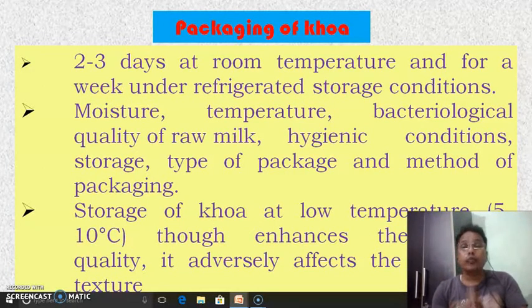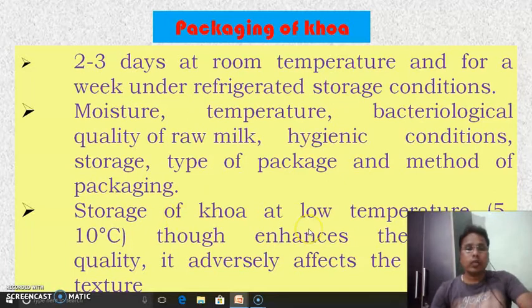So we have to control all these factors. When we control all these factors, then only we can enhance the shelf life of the Khoa. Without all these factors, it's not possible to enhance the shelf life of the Khoa. So we have to care about all these factors.